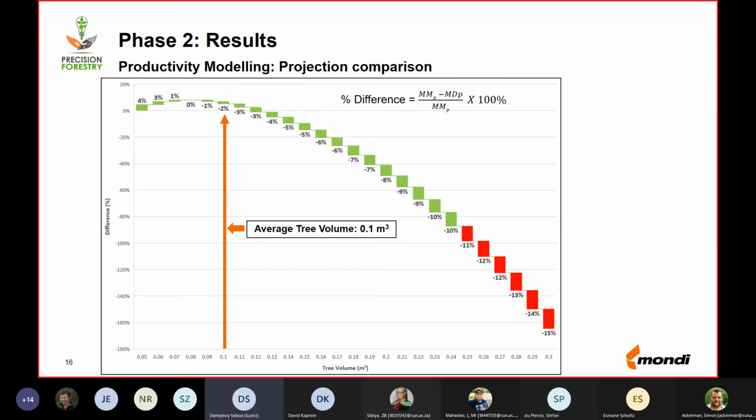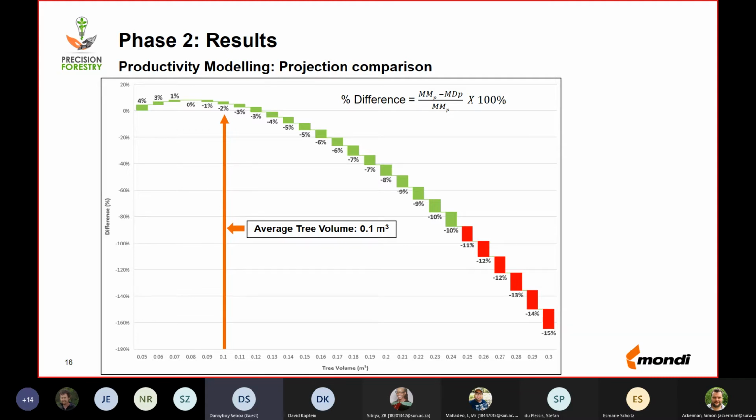What we found is that at a tree volume of 0.1 cubes, which was the average tree volume of the compartment, the differences between the projections from the models were only 2%, meaning your machine data was overestimating the predicted productivity by only 2%. Then from 0.05 to about 0.13, you can see that the differences in projections between the two curves were less than 5%. And from 0.14 to about 0.22, the differences were less than 10%.